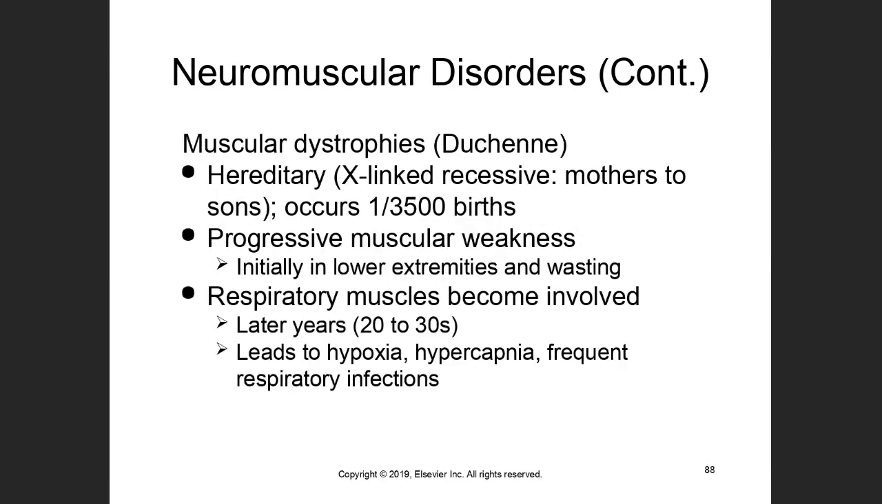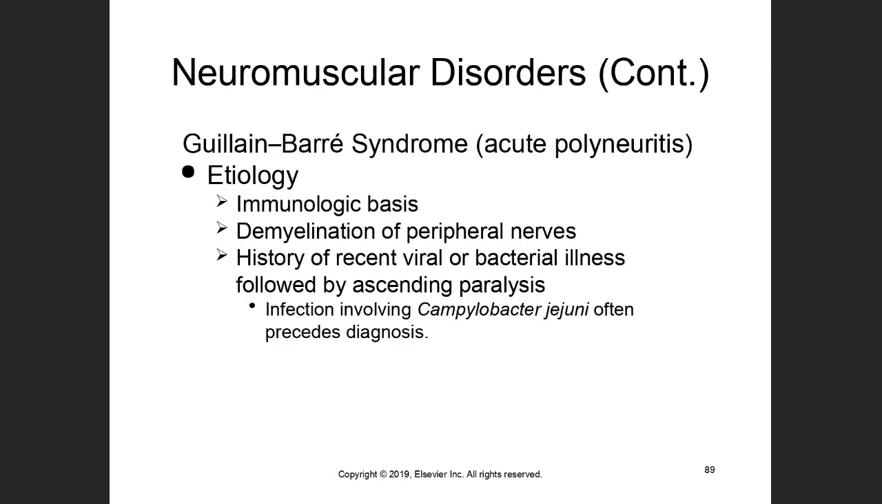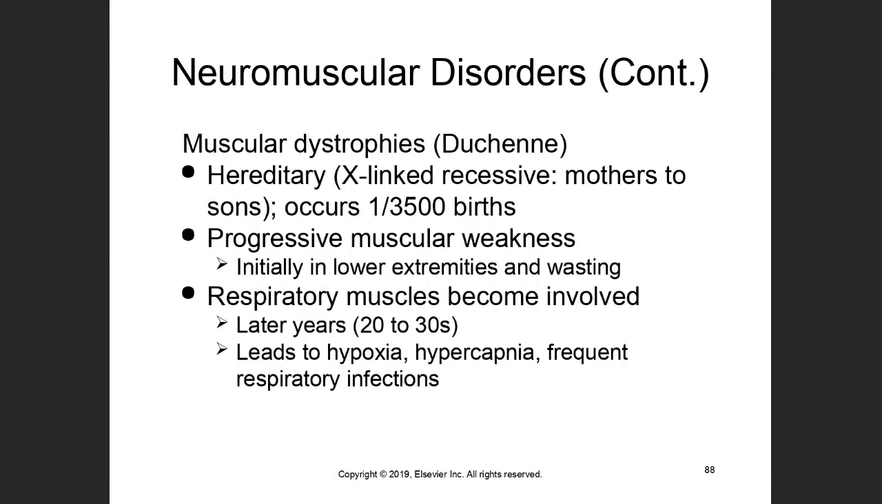Muscular dystrophy: Duchenne disease is one type of muscular dystrophy. We have more than one type. Duchenne disease is X-linked recessive, which means that it only affects males. Progressive muscle weakness, with rapid muscle involvement, later in years 20 to 30. This is one of the few diseases where, in order to make the diagnosis, you have to do a genetic test.